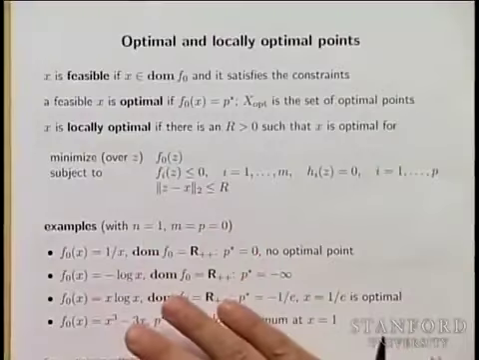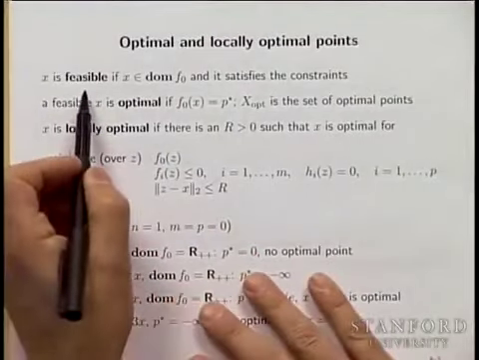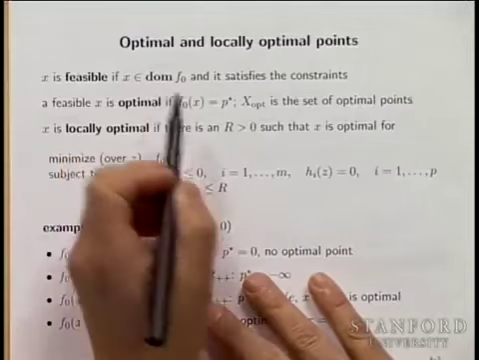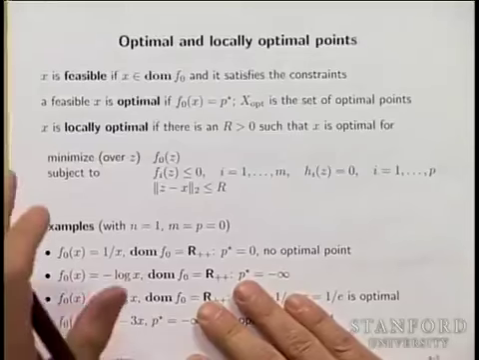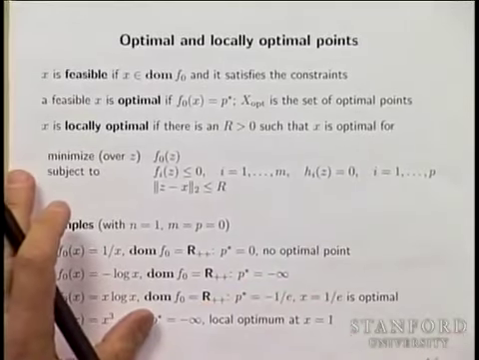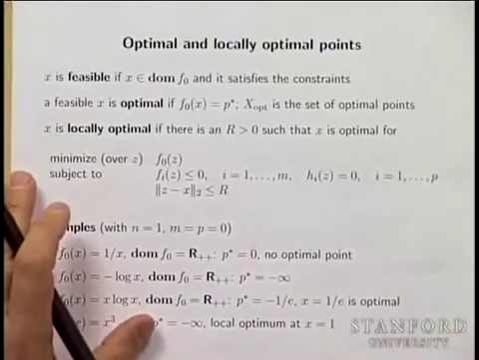So, mention the idea of optimal and locally optimal points. Well, you say a point is feasible if it's in the domain of the objective and it satisfies the constraints. By the way, if it satisfies the constraints, it must also be in the domain of the constraint functions, right? Because you certainly wouldn't say it satisfies the constraints if it didn't also.